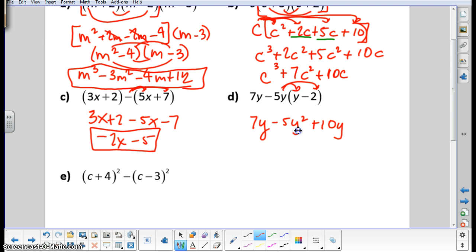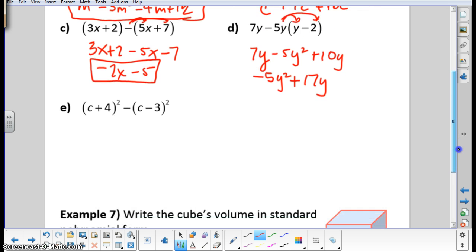And, well, first we're going to combine some like terms. So 7y plus 10y is 17y. And in descending order, that would be negative 5y squared. The y squared term is before the y term in descending order.